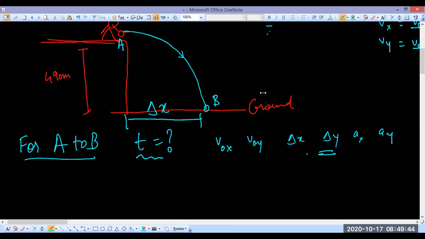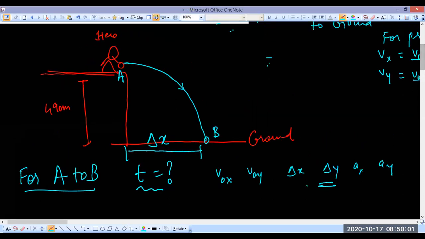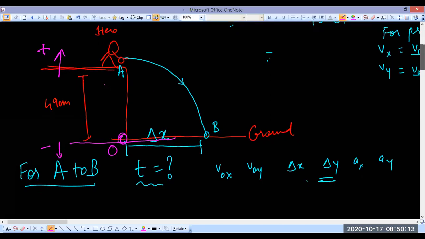This understanding is the main thing, the calculation is easy, right? It's like we have lots of weapons and we should know which tool to use. As usual, we say there is an origin somewhere, so call this origin O. Downward negative, upward positive. Clear? Downwards negative, upwards positive.